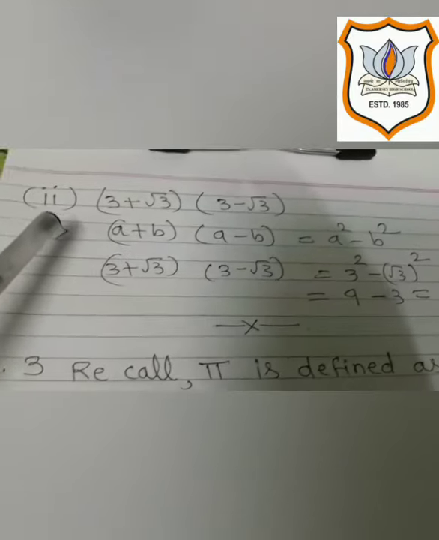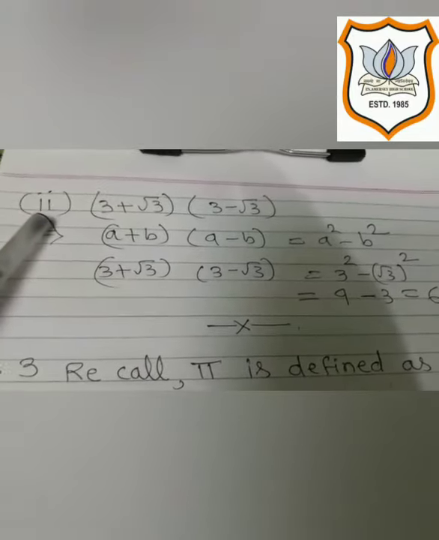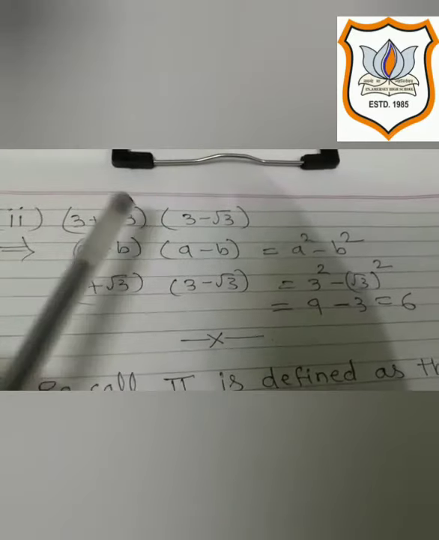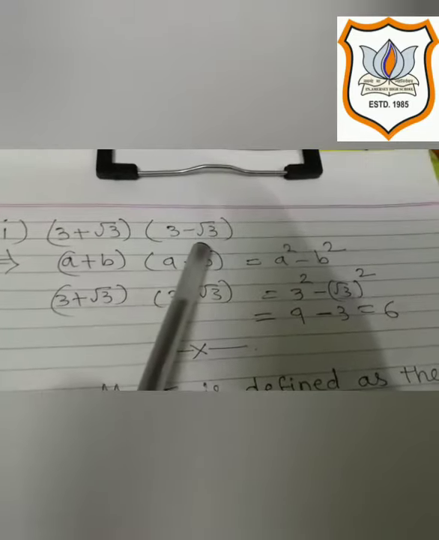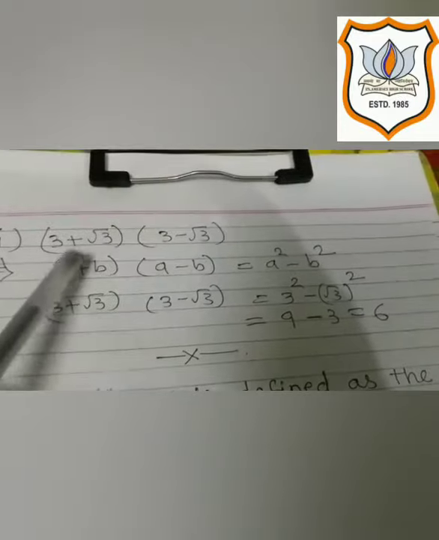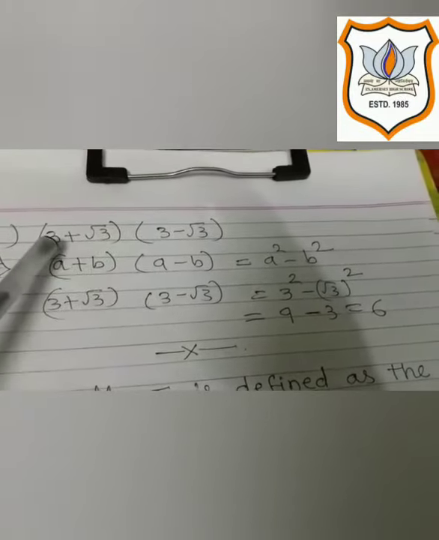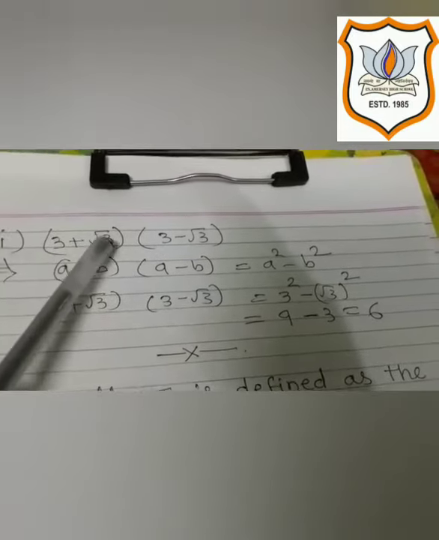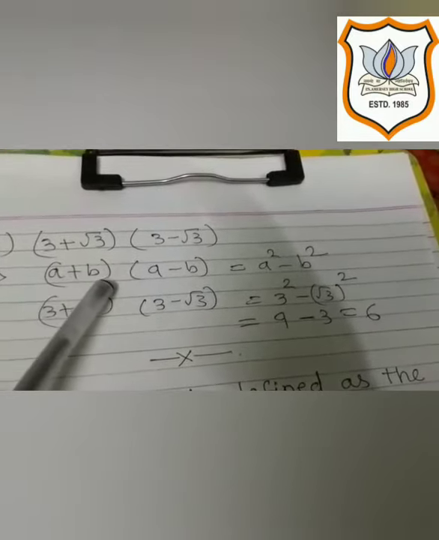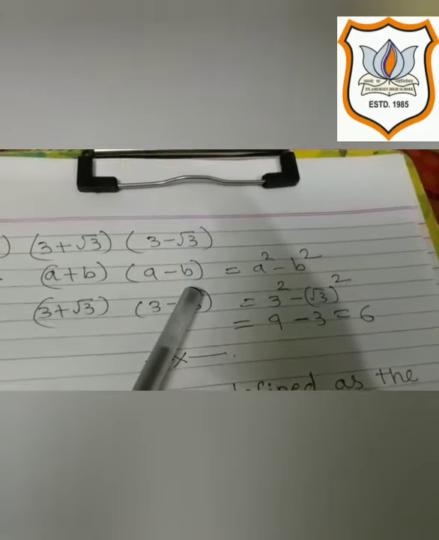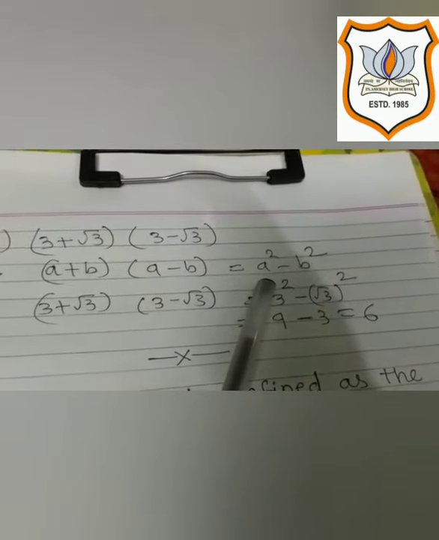Exercise 1.5, question number 2, second part. 3 plus root 3, 3 minus root 3. We know that this is one of the identities we have discussed in earlier classes. Let us consider 3 as A and root 3 as B. So it will be A plus B, A minus B, which is equal to A square minus B square.